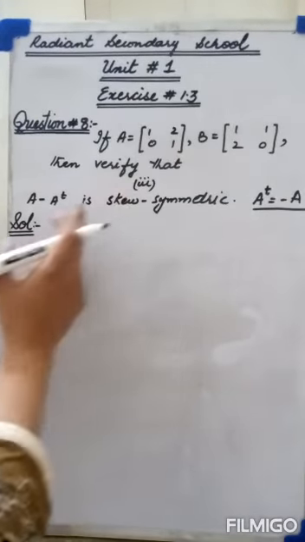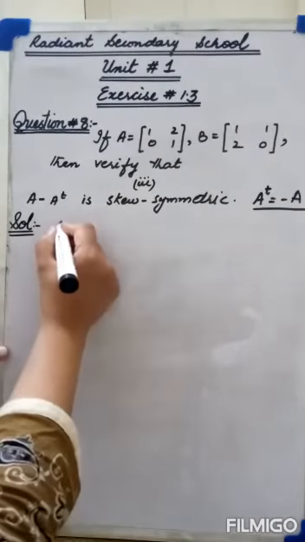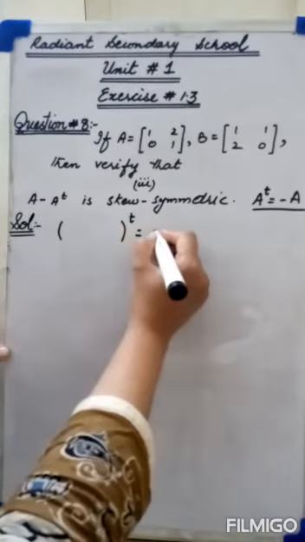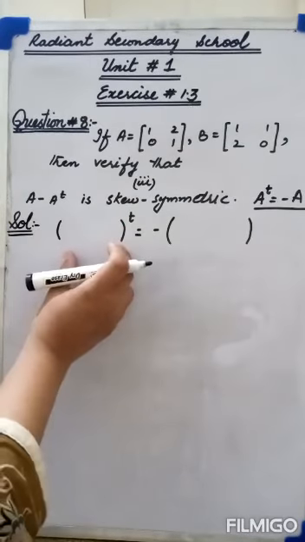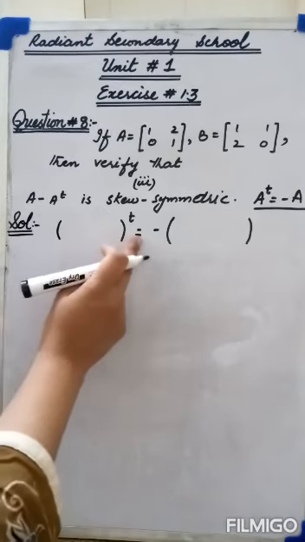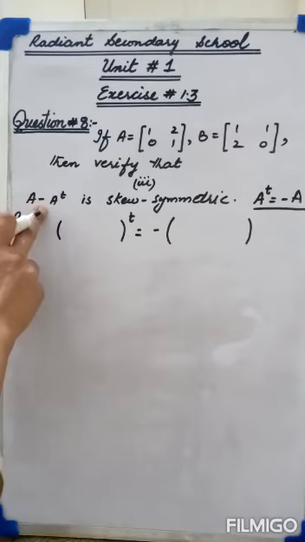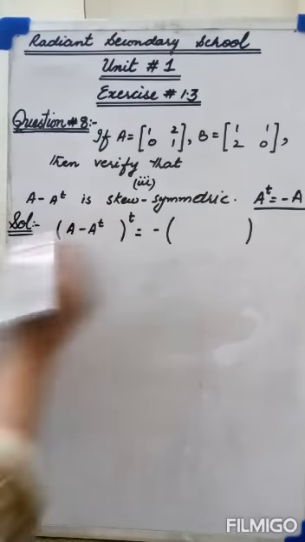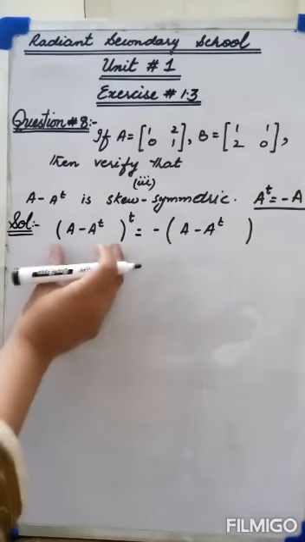Now according to the question, we have to show that A minus A transpose is skew symmetric. So what will be the condition? We have to take the transpose of the matrix and it should be the negative of itself, right? This will be the condition. And what is the matrix? Obviously, in the question it is A minus A transpose, so we will write A minus A transpose in this bracket.